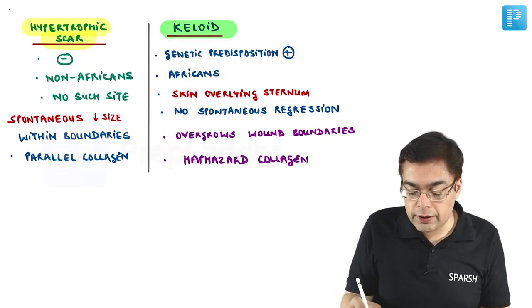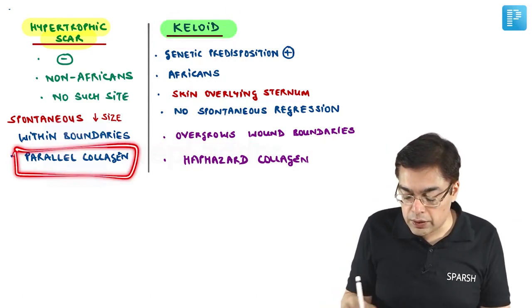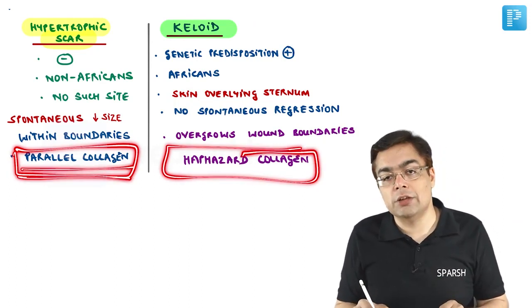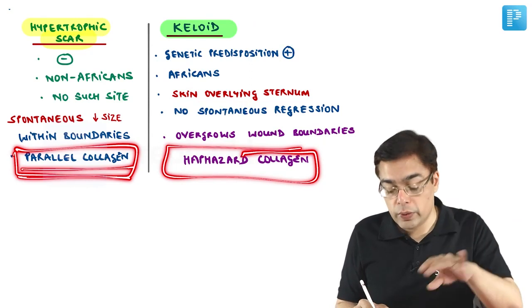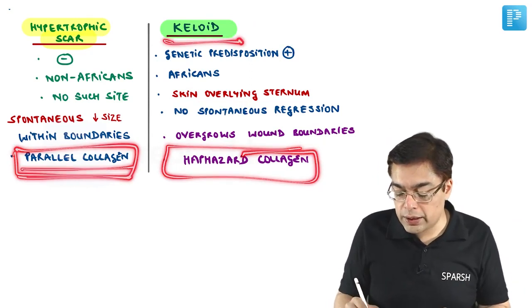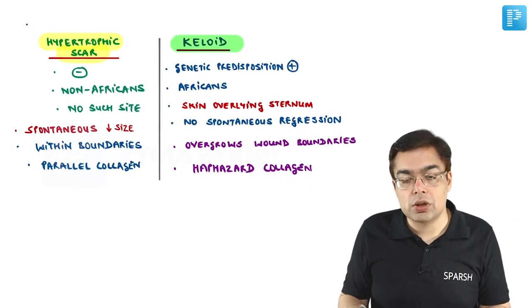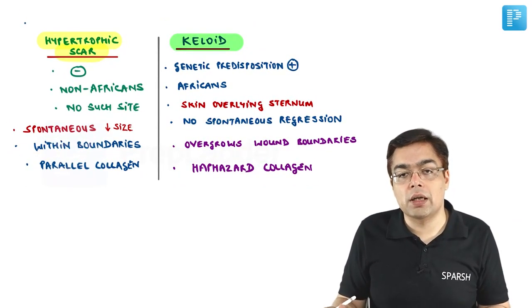Additionally, we need to be familiar with what happens at a microscopic level. They haven't asked, but they may ask: a hypertrophic scar has collagen fibers arranged in a parallel fashion, whereas in a keloid there is a haphazard arrangement of collagen. So that is what is going to make the discussion of inflammation crisp and clear to most of you.